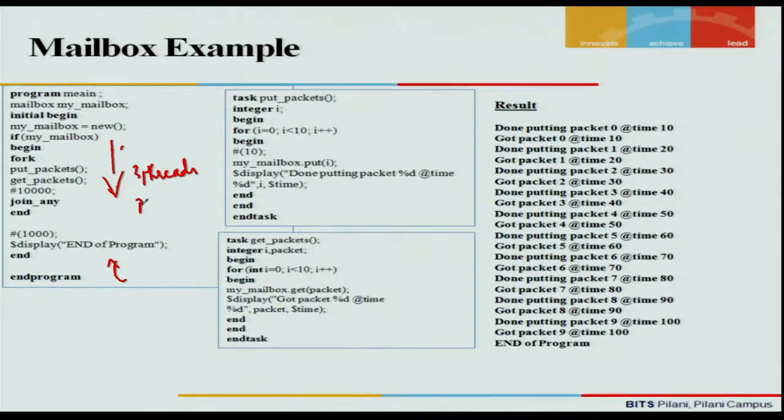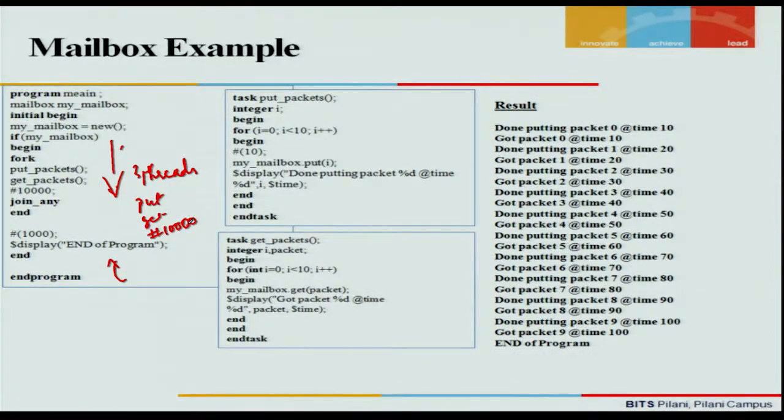The first is put, second is get, and this hash 1000 is also actually a separate thread. And this fork join any won't wait for completion of any thread. It will just spawn the threads and come back to the end of this if block, and it will continue to go to hashed wait of hash 1000.